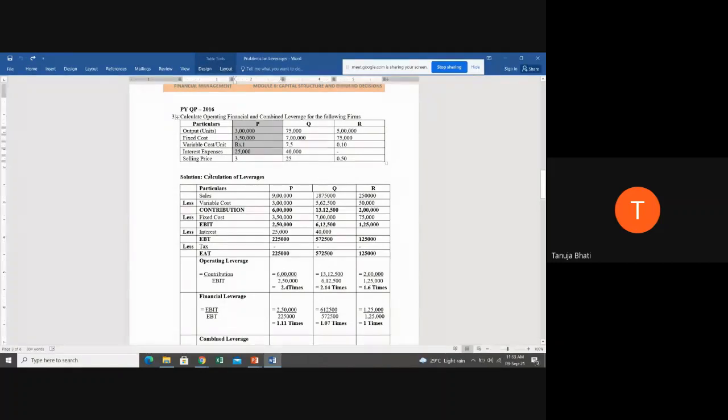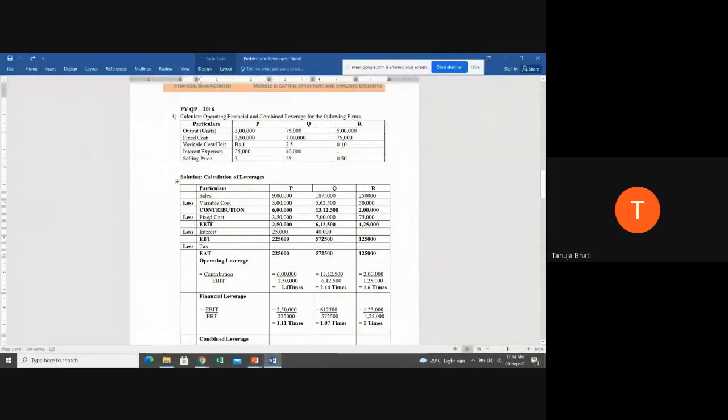So to calculate leverages, we again need contribution, EBIT, EBT. So we have a format for it. First we take sales. How did I get the sales of P as 9 lakh? Because the sale unit for P is 3 lakh and the selling price is 3. So 3 per unit into 3 lakh units, you get 9 lakh as your sales. Less variable cost. Variable cost is rupee 1 per unit. So rupee 1 into 3 lakh is 3 lakh, your variable cost. You get contribution as 9 lakh minus 3 lakh, that is 6 lakhs.